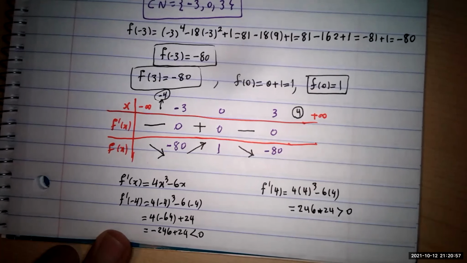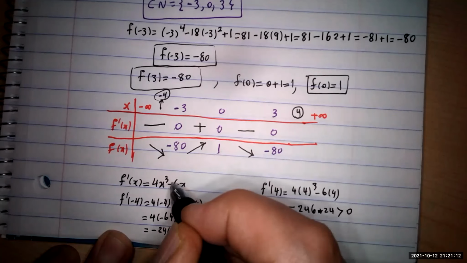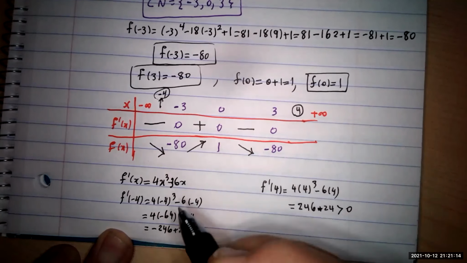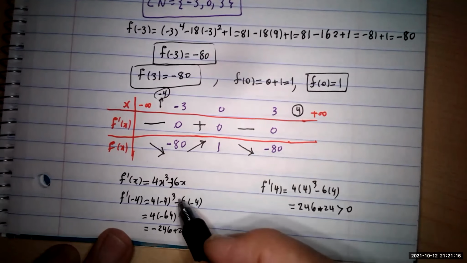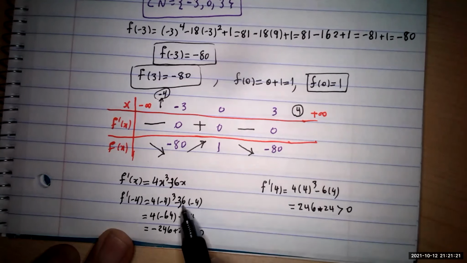Isn't the f prime of x supposed to be 4x cubed minus 36x? Oh, is it 36? I didn't see it. 36, okay, 36. Let's see if it's going to be changing everything or anything. So what is this number now? 36. I think it would be unchanged.